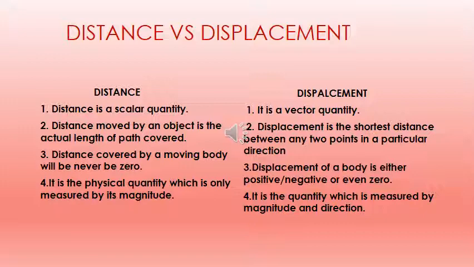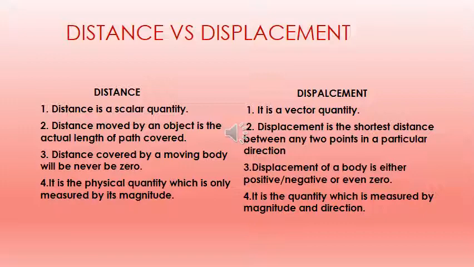Distance covered by a moving body will never be zero. When you cover some distance, it will not be zero distance you have covered. But displacement can be zero when starting point and end point are the same. Displacement can be negative also, it can be positive also.